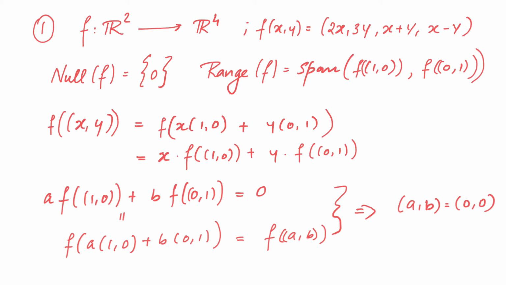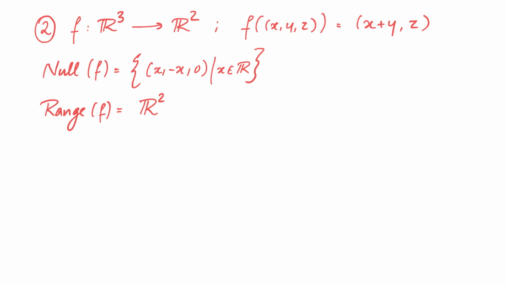Now let us go to the second example. The second example is a bit more interesting, and this example will illustrate some of the ideas in the proof of the rank nullity theorem. So let us go through it a bit more carefully. Recall that the null space was equal to the set of all (x, -x, 0), where x is a real number. And we had also noted that this set is nothing but the span of a single vector (1, -1, 0).